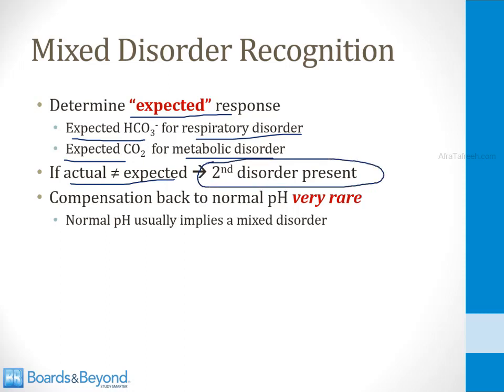disorder that is present. And one special high-yield tip I will give you is that compensation back to a normal pH is very rare. If you see an acid-base disorder where the pH is normal, especially if it's right in the middle of the normal range at 7.4, there's almost always a mixed disorder present, because respiratory or renal compensation rarely ever brings the pH back to normal. There are some exceptions where it can, but it almost never happens.